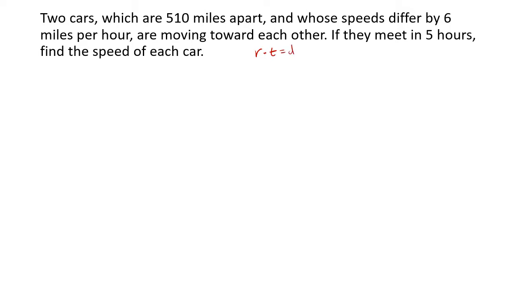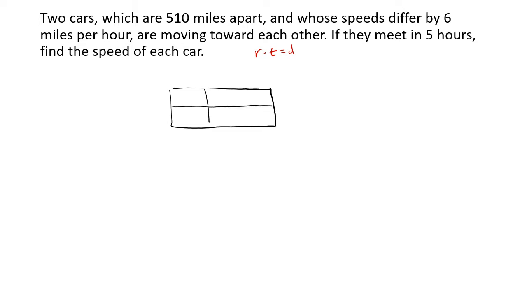So we have this problem. We have two cars which are 510 miles apart and whose speeds differ by 6 miles per hour, moving towards each other. If they meet in 5 hours, find the speed of each car. Okay, so I like to set up a table to organize what's given to me in the problem.